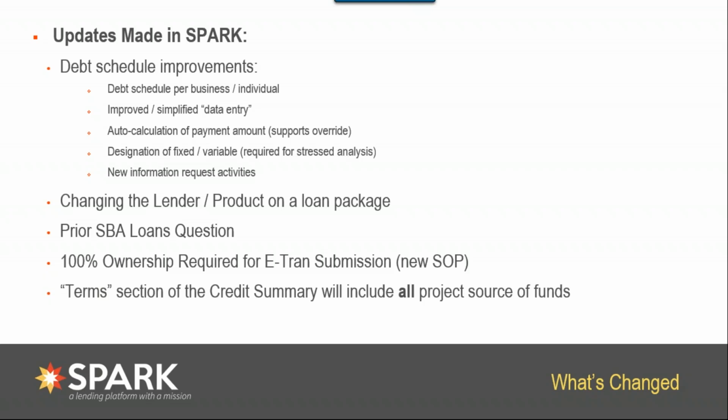As part of the credit summary, we will now include all project sources of funds. This will be seen in your terms section. That additional financing section in the terms is now going to appear on the credit summary. This will be particularly helpful to those of you doing 504 loans. Instead of just showing the primary financing, you'll also be able to see that additional financing from the CDC.